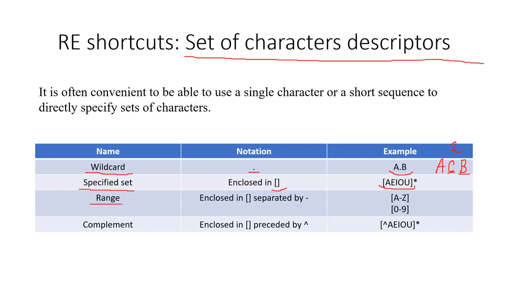The next one is a range. We don't need to specify all the letters in our alphabet if, for example, we want to use letters. We can just say that it's in a range of A to Z. And also please pay attention to the case. It's uppercase, which means that we are looking for uppercase letters. Or maybe we can just specify 0 to 9, which means that we are looking for digits only.